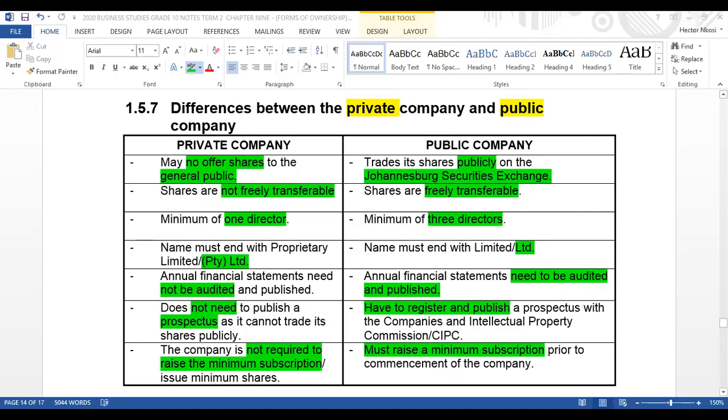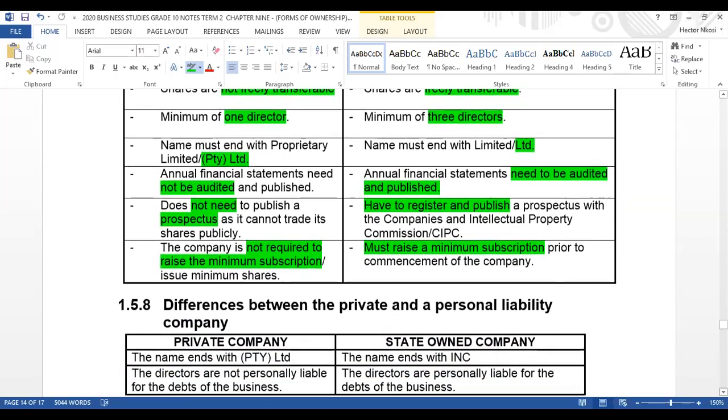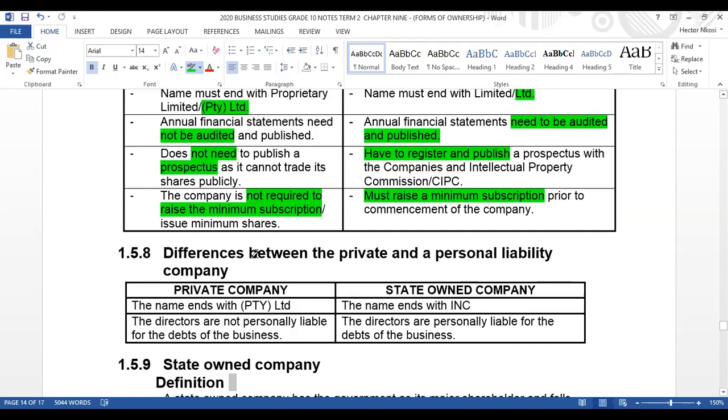Okay, let's look at another component now. Let's differentiate between a private company and a personal liability company, right? So let's look at a private and personal liability company. Let's look at the difference between these two.